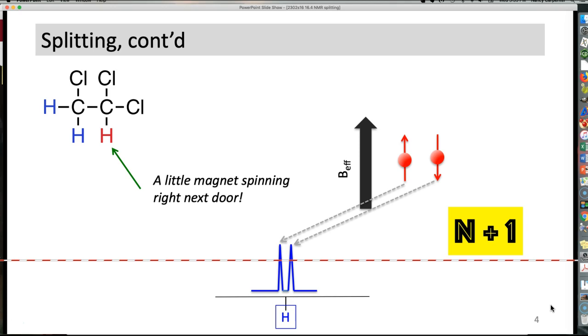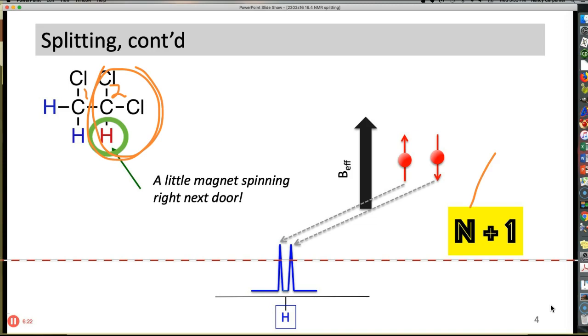Simply stated, I have one hydrogen on the carbon right next door to my blue hydrogens. So I just go 1, 2. On the carbon right next door, there's one hydrogen. That's N, so 1 plus 1 equals 2. That means my blue hydrogens are going to show up as what is known as a doublet.